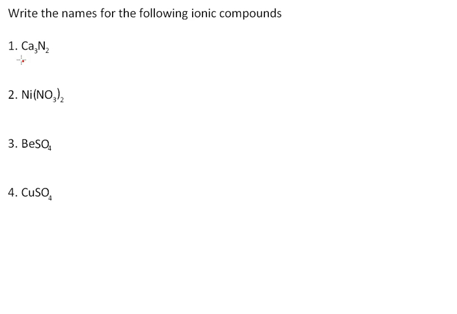So here the trick is just to come up with the names of each of the two things in here. We only have two elements. We have multiple copies of them, but there's still only two elements. And the first name will always take the name of the metal. So in this case, Ca is calcium. We're going to combine that with nitrogen. If it's just one nonmetal, and not one of these polyatomic ions that we'll get to later, then we're just going to change the ending of the last name to -ide. So this would be nitride. So calcium nitride. Easy peasy.